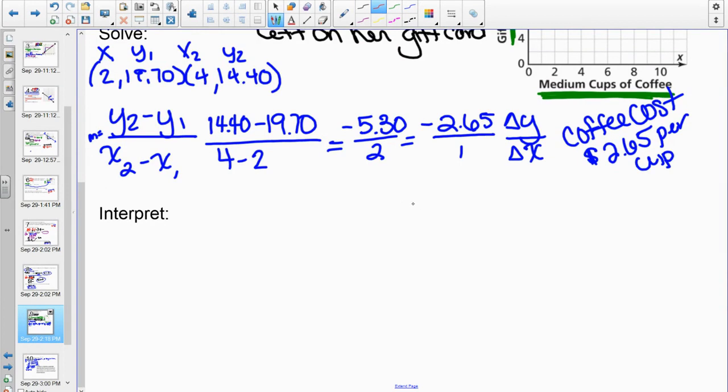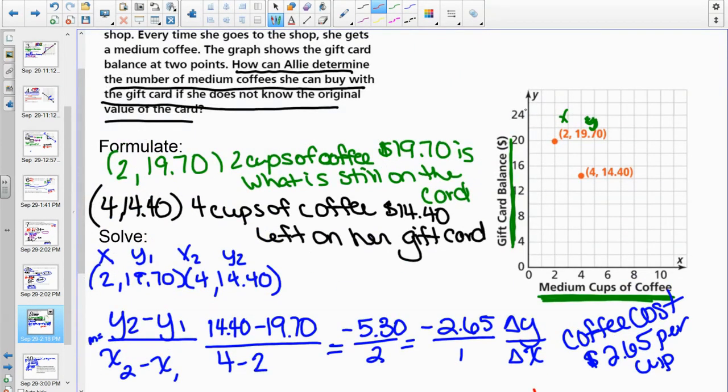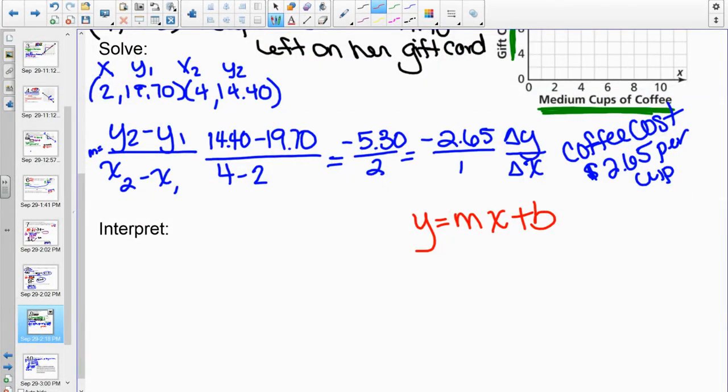Remember, to find the y-intercept when it's not given on the graph, and that's why we're using this technique, we can't tell. I could probably estimate if I drew a straight line, I could probably guess. But in math, we know we have to prove correctness. So I'm going to use the point, I think, (2, 19.70). This is my x, this is my y, so I'm going to plug in 19.70.